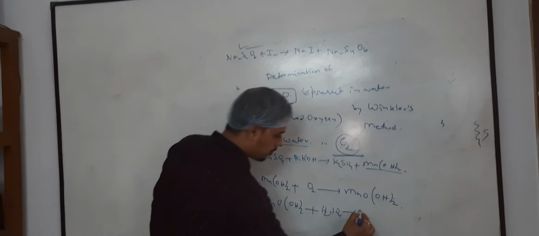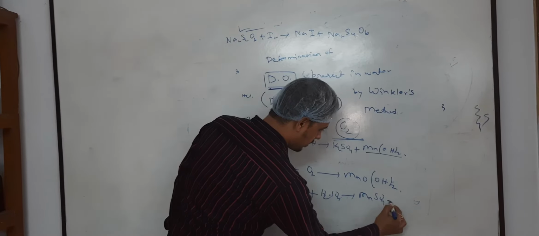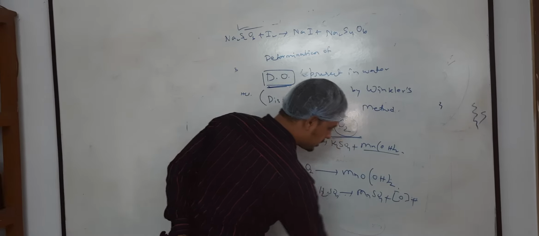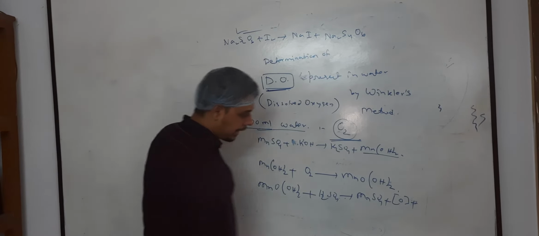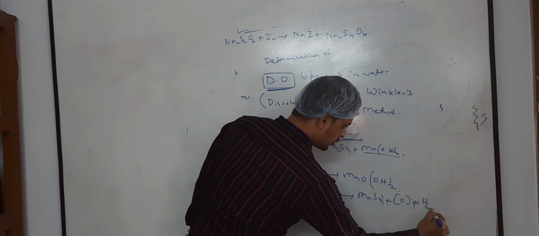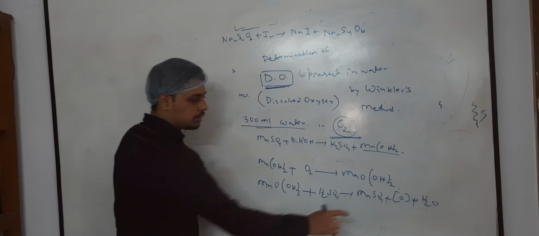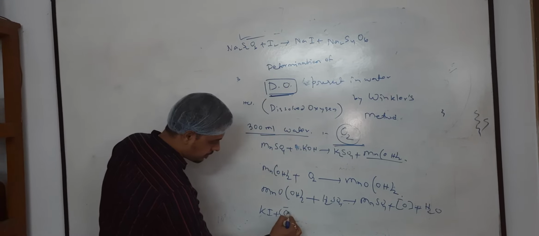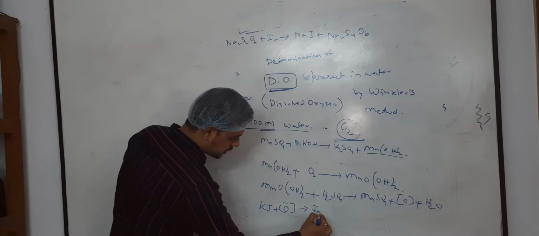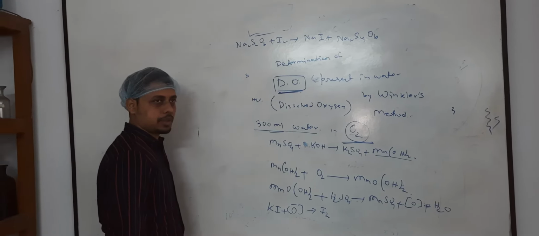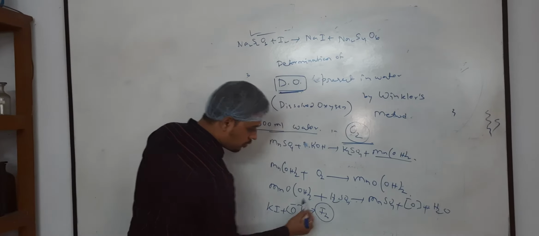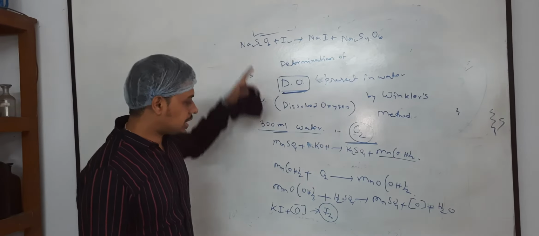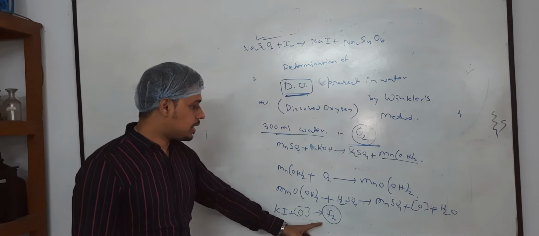That basic manganese oxide will react with H2SO4 for the formation of MnSO4 again, plus nascent oxygen and H2O. That nascent oxygen will react with KI for the formation of iodine, and that iodine will be absorbed by sodium thiosulfate. Once we add sodium thiosulfate from the burette, that iodine will be absorbed by it.